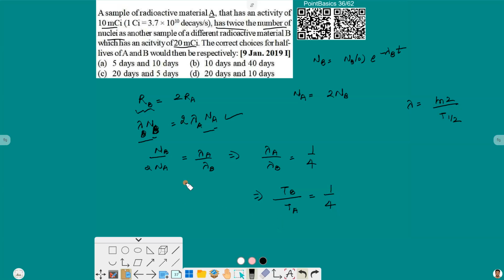So now let us see the options. It is first mentioned for A. So for A it is mentioned 5 days and for B it is mentioned 10 days. So 10 by 5 will give us 2, that is not right. Now let us move to here. 40 by 10 will give us 4. That is not right. Now here in option C, 5 by 20 will give us 1 by 4. So C is right. And in the last option, we will have 10 by 20, that is half. So that is also not right. So option C is the right answer here.